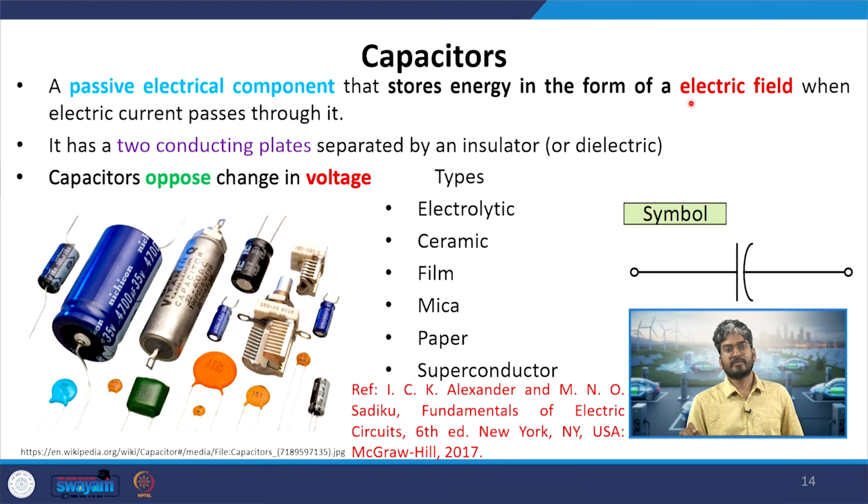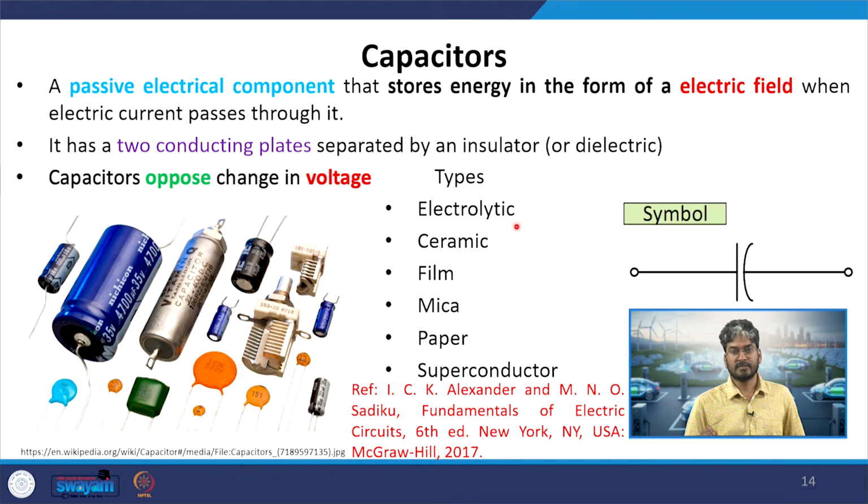Okay. So what will be the behavior of this capacitor? It will oppose any change in the voltage. Okay. So our inductor was opposing any change in current. Here the capacitor will not allow any change in the voltage. If there is a sudden change in the voltage, it will try to inject current and try to maintain the voltage. Okay. So it has two conducting plates. Okay. So if you see, these are the two plates, and in between we will have an insulator medium, or a dielectric component.